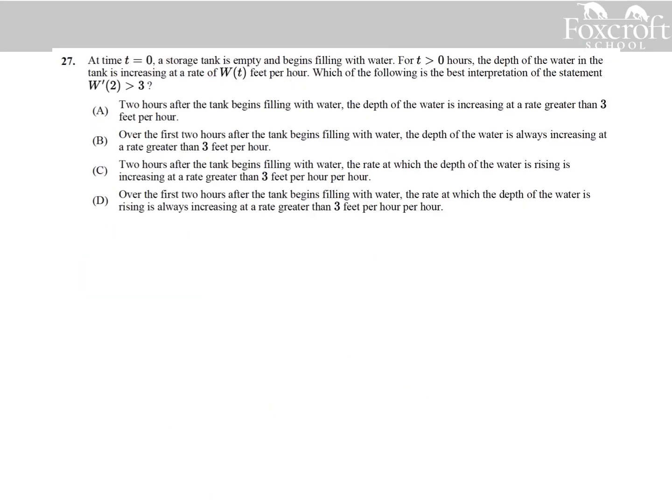All right, in this case, W of t represents the depth of the water. And we want to figure out what this inequality is going to mean. The first thing, as soon as you go to a prime, that's the rate of change. So W prime represents the rate of change of the depth of the water. So it's not going to be A, because that just says the depth of the water is increasing. Actually, that could potentially be it. So hold up, let's read through these a bit more.